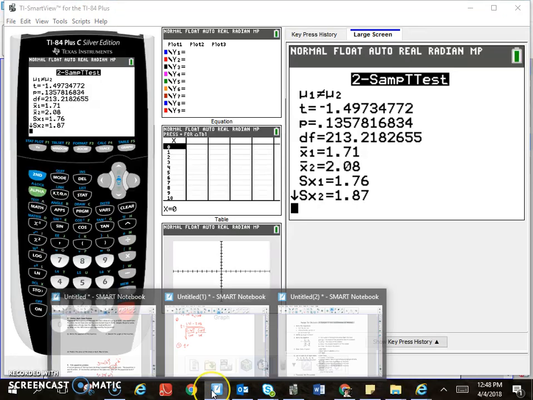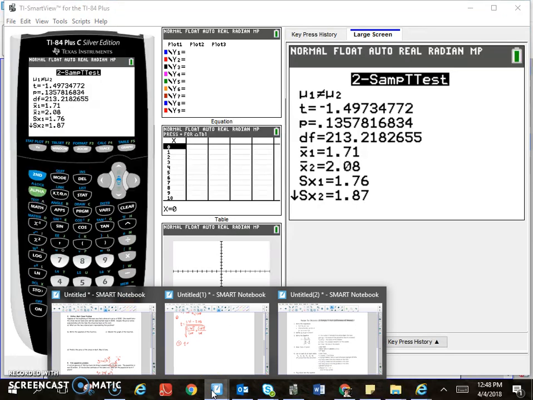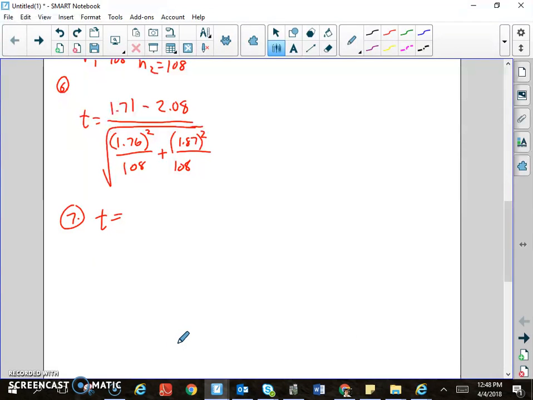Okay, so for step 7, t is equal to negative 1.497. Okay, and then what'd you get for p? It was 0.1358.